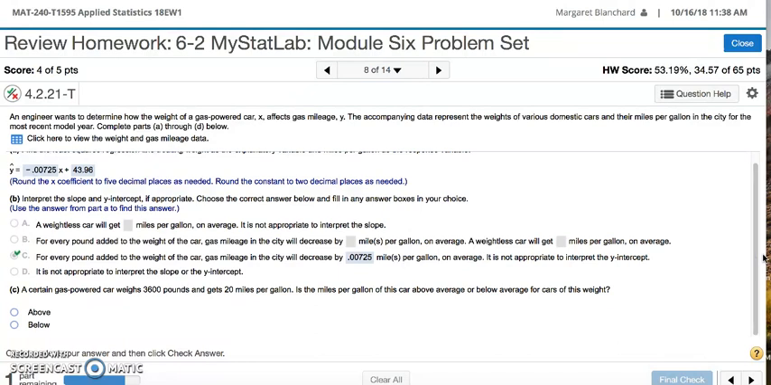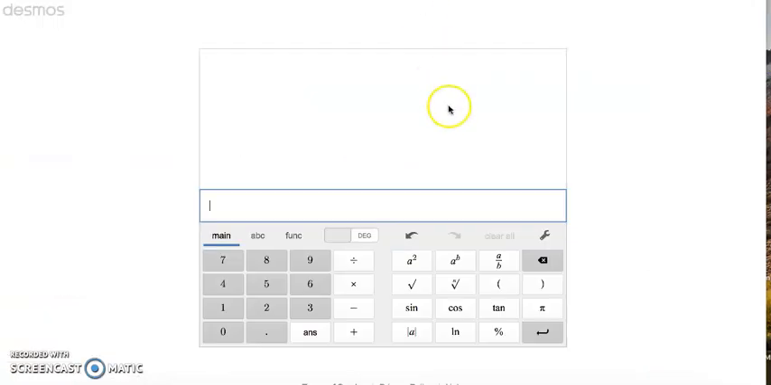Okay, a certain gas-powered car weighs 3,600 pounds and gets 20 miles a gallon. Is the miles per gallon of this car above or below average for cars of this weight? The way we do this is we just plug in that 3,600 pounds into our linear regression equation for X and see what we would expect, or what the Y hat, what we would expect for the gas mileage. Then we compare that to that 20 miles per gallon. So I just went on the internet and found a very basic scientific calculator. Just to show you.